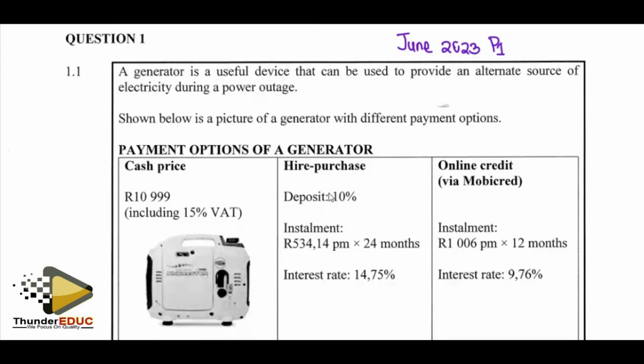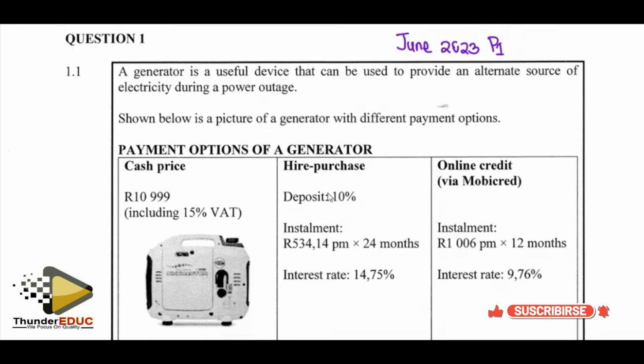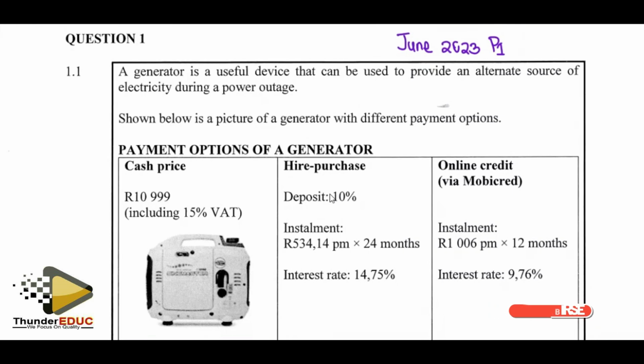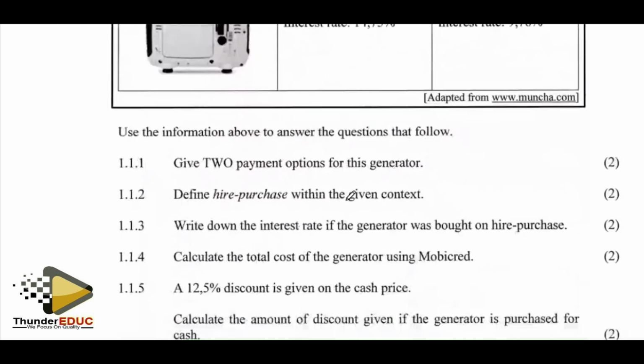All right. Question number one, it talks of a generator. It's a useful device that can be used to provide an alternative source of electricity during a power outage. Shown below is a picture of a generator with different payment options. So we have cash, two is hire purchase, and three is credit. You can buy it on credit together. Then we are given two payment options for this generator.